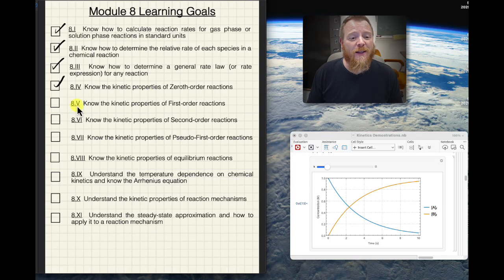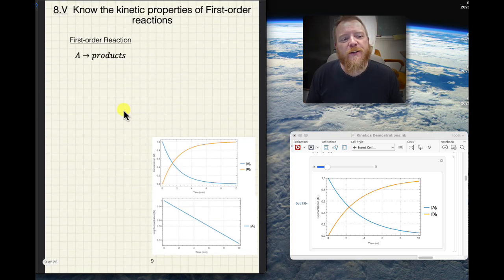Okay, folks, let's get into the properties of first order reactions. Now this looks very similar to what we said with zero order reactions, just some simple A goes to products. However, now in a first order reaction, as we might guess, there is a dependence of concentration on the rate of the reaction. And so the way that we would set that up would be the following.